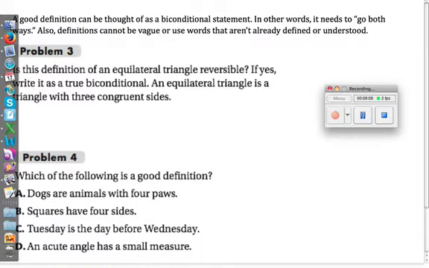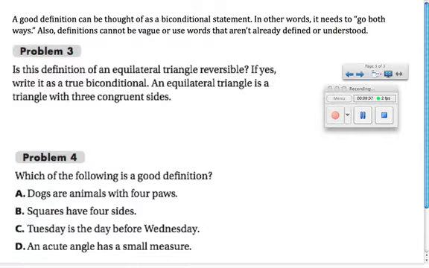So what I'm asking you is, is that statement reversible? Yes or no? If I flip it around, is it still true? Does it still make sense? An equilateral triangle is a triangle with 3 congruent sides. If I flip that statement around, is it still a good statement? Yes, it is. So it is reversible.